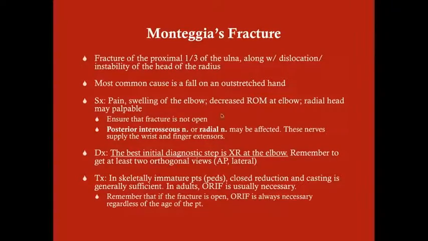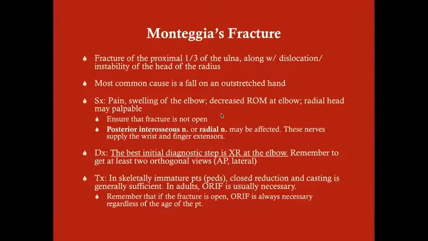If the fracture is not open, in some cases you'll be able to do closed reduction, but not always. We'll talk about that when we get to treatment. So first off, make sure that the fracture is not open. Secondly, what are the nerves that are affected with Monteggia's fracture? Well, it tends to be the radial nerve. So the radial nerve is most often affected. This is a nerve that supplies the wrist and finger extensors.